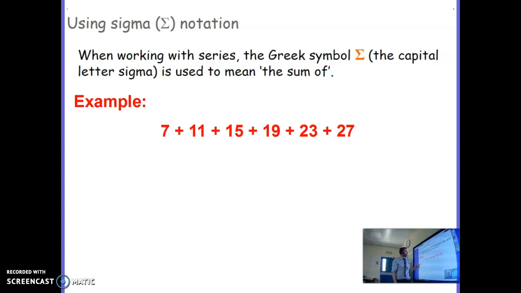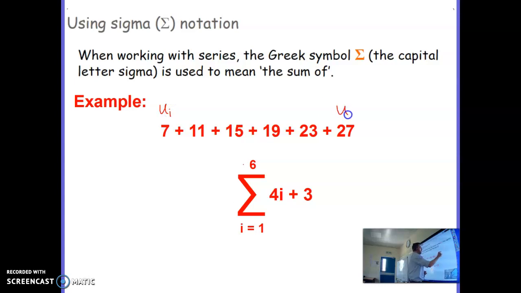So for example, here we have an arithmetic series. We are adding together all the numbers in this series. If we were using sigma notation, we would write down the sequence there. We then need to say where we're starting. Well, we're starting with the first term in the sequence, and then we are going all the way up to the sixth term in the sequence. So from the first term, if we call this ui, all the way up to the sixth term, we're adding all of those together. First term, last term, the sequence itself.